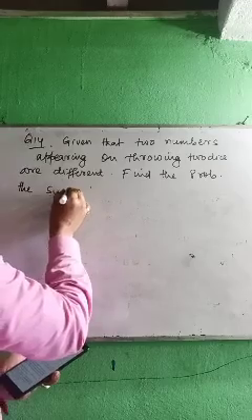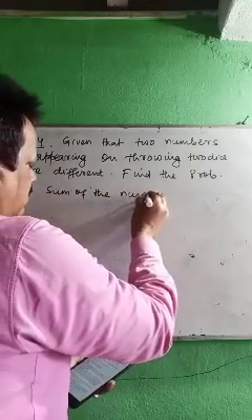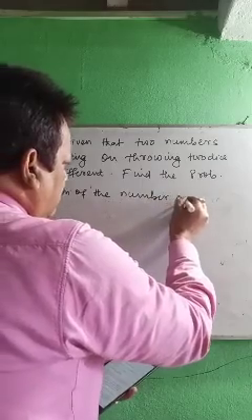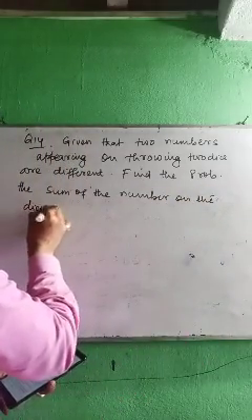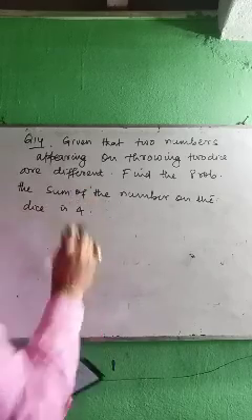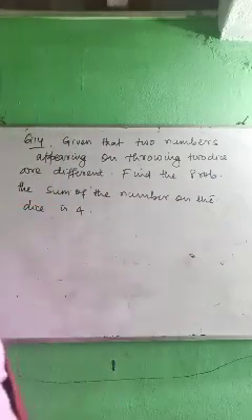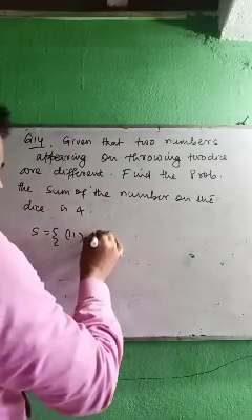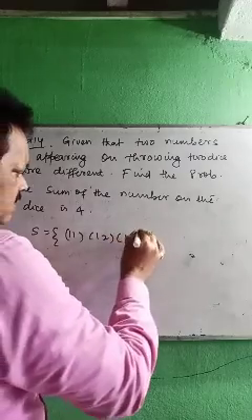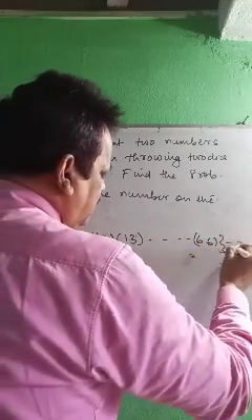The sum of the numbers on the dice is 4. I'll give a hint, you can do it. What is your sample space? 1 1, 1 2, 1 3, like this. Two dice, 6 times 6, that is 36.